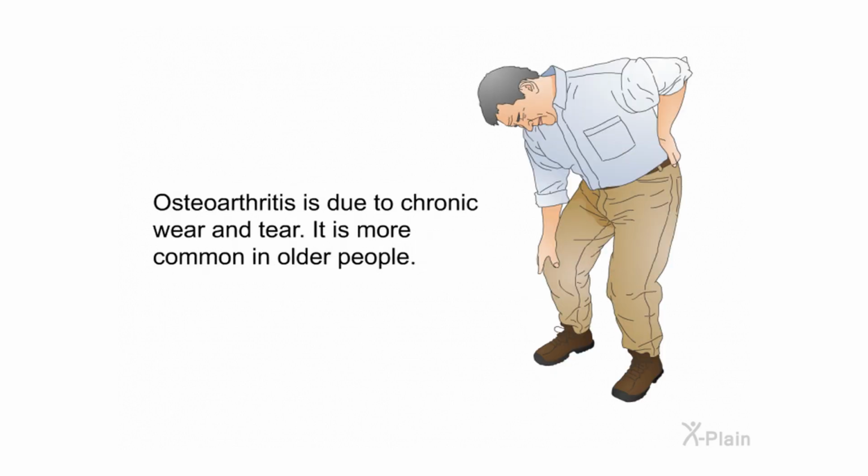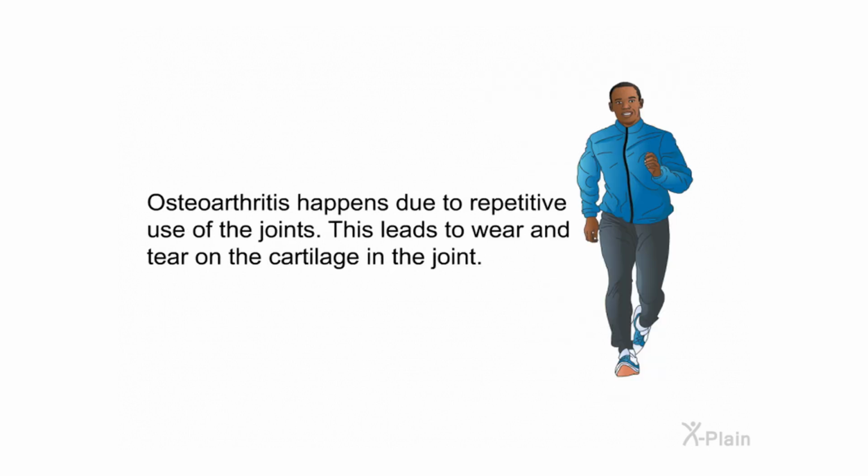Osteoarthritis is due to chronic wear and tear. It is more common in older people. Osteoarthritis happens due to repetitive use of the joints. This leads to wear and tear on the cartilage in the joint.